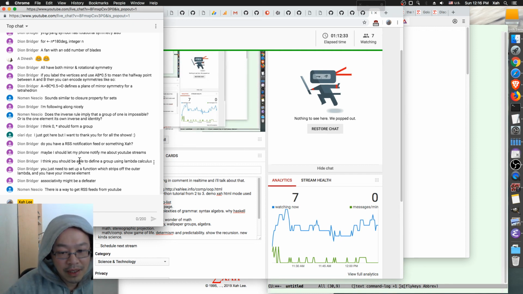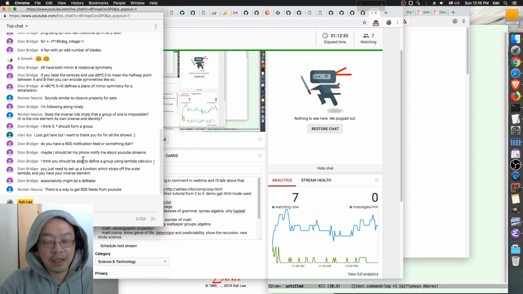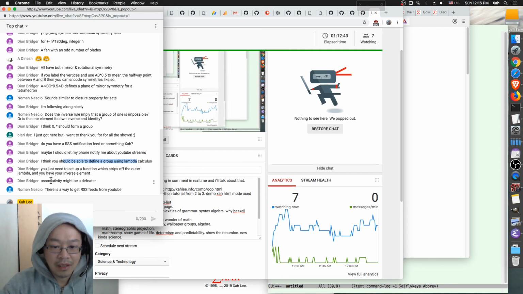I think you should be able to define a group using lambda calculus. Yeah, you can. They are kind of unrelated, they don't mesh. You just need a simple function.